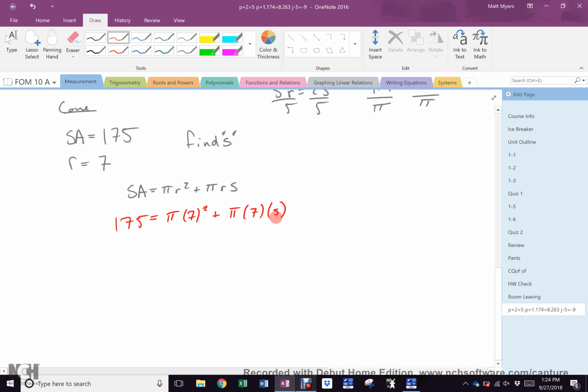If I was driving to Disneyland, would I start in Disneyland? No, I would have to start at home, correct? So if I want S by itself, should I start at S? No, I should start nice and far away from S. So let's start nice and far away from S. What's the furthest away from S I can get?